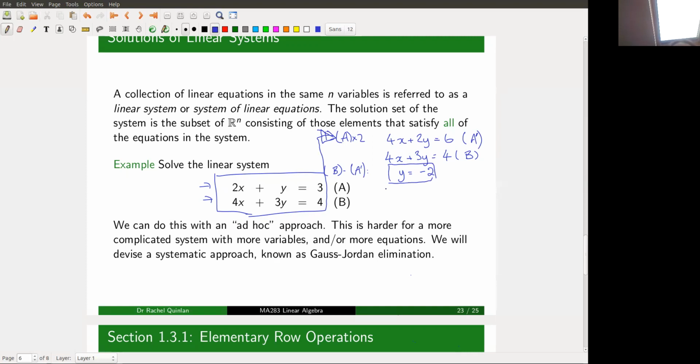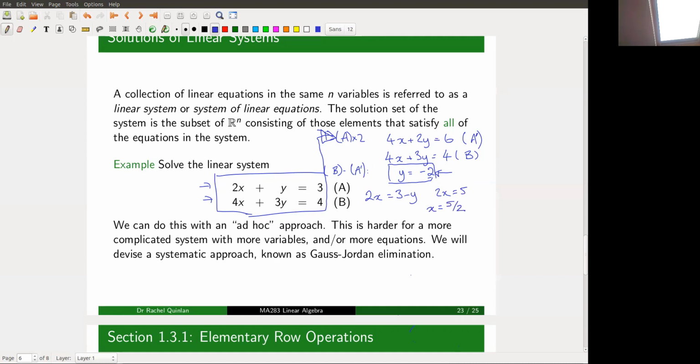But I guess the third comment as well is that this new equation is obtained from the original A and B by adding those equations together and multiplying them by scalars. So y equals minus 2 is not equivalent to either of the two equations that we started with, but any simultaneous solution of those two equations must also satisfy this one, y equals minus 2. And then the corresponding value of x: 2x is 3 minus y, so 2x is 3 minus minus 2, x equals 5 over 2.